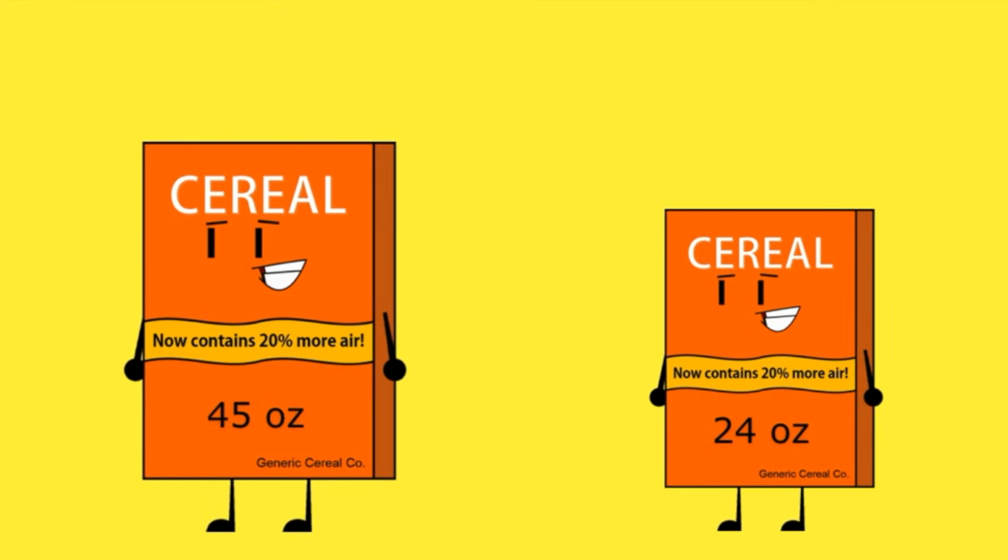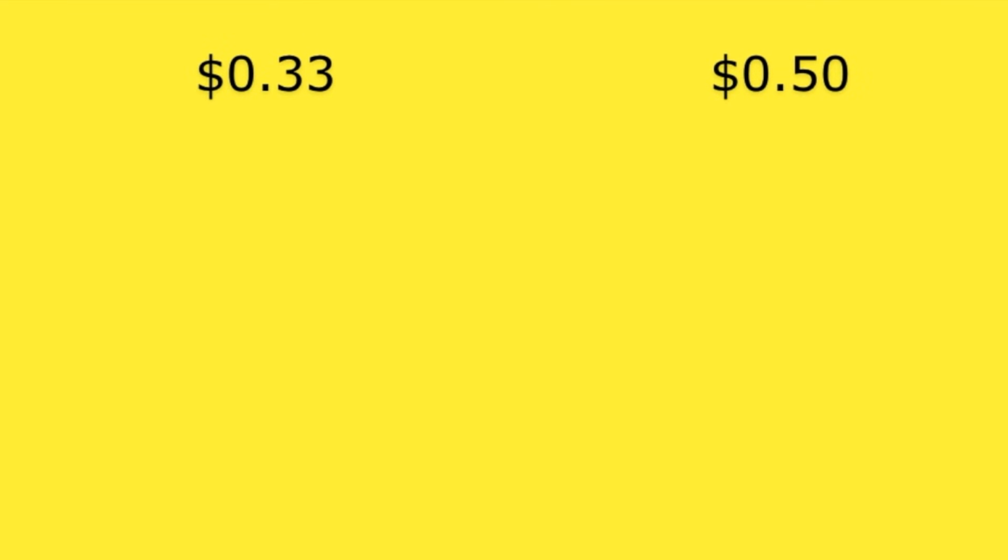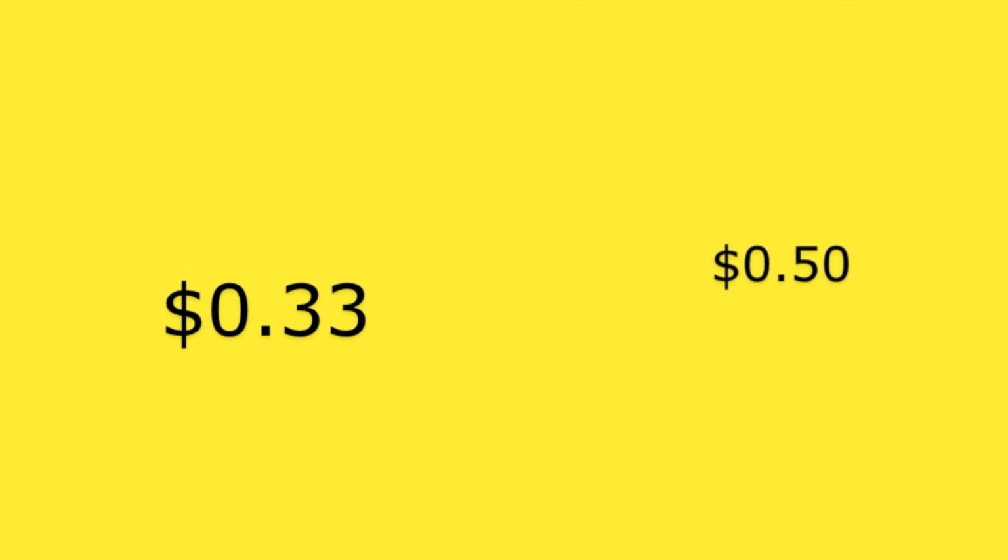By looking instead at the price per ounce, the smaller number on the price tag, we can see that the larger 45-ounce box is charging 33 cents per ounce, and the smaller box is charging 50 cents per ounce. Which box is the better value? Let's compare the decimals.